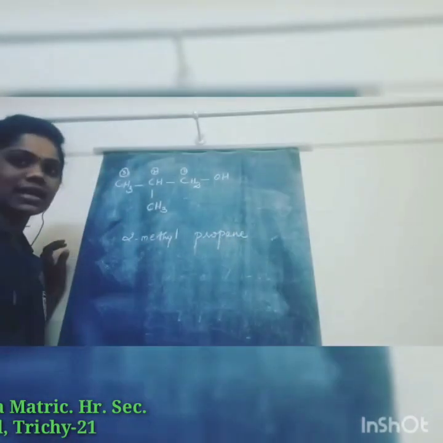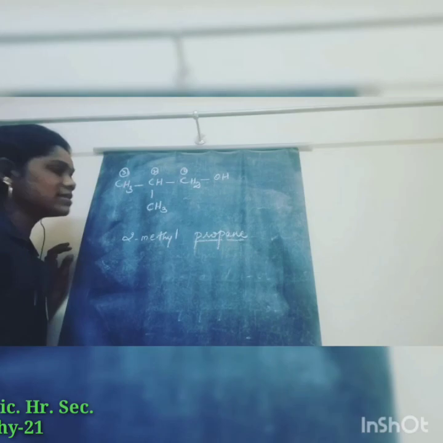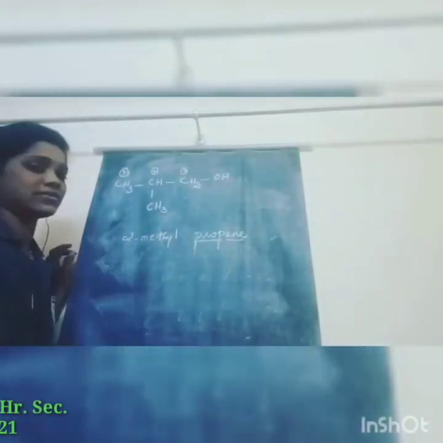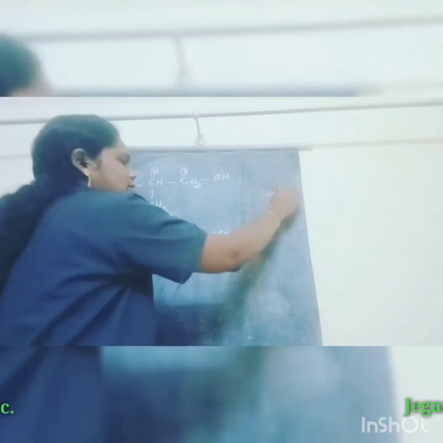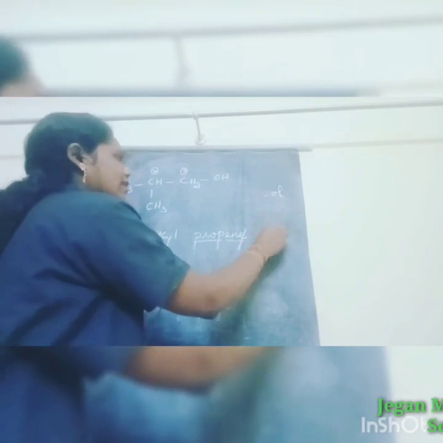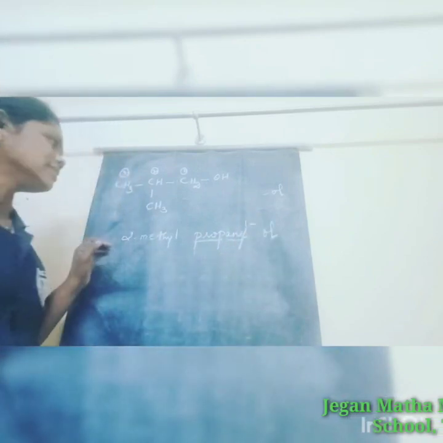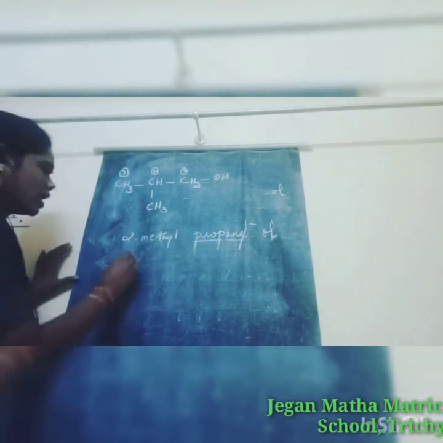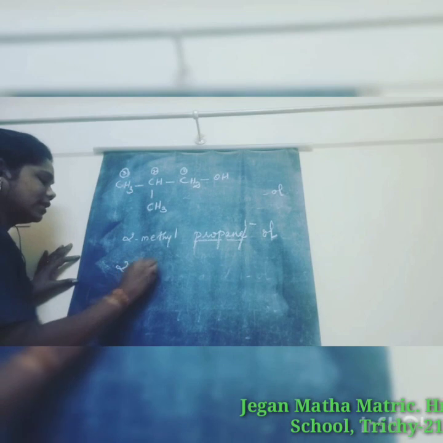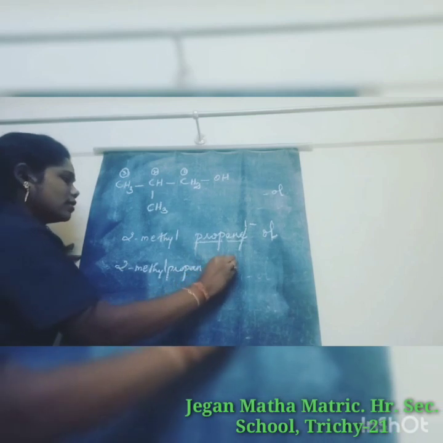And then the primary suffix and secondary suffix. The root is prop, and the primary suffix is ane because everything is a single bond. Next is the secondary suffix. Alcohol is the functional group, and alcohol means OL. So here we remove E and add OL. The alcohol is present on the first carbon, so 1-ol. What is the IUPAC name for this compound? 2-methylpropan-1-ol. So how to write this one? 2-methylpropan-1-ol.